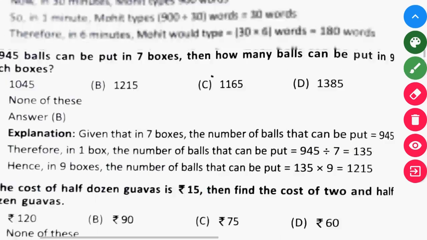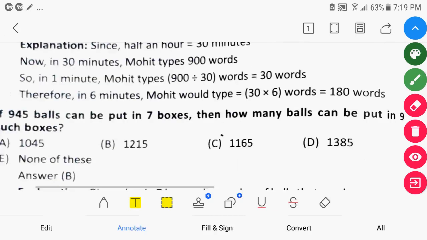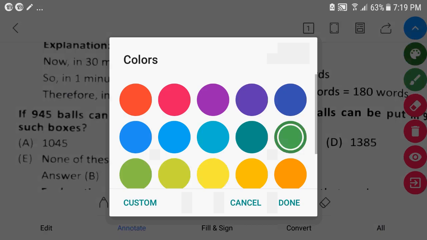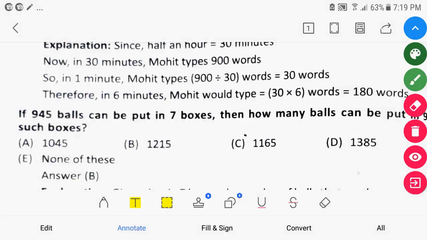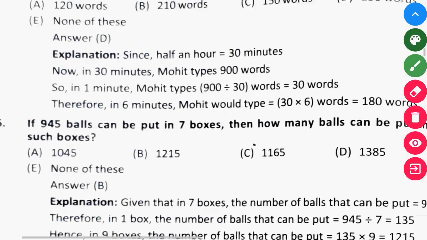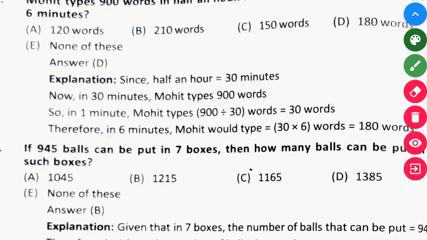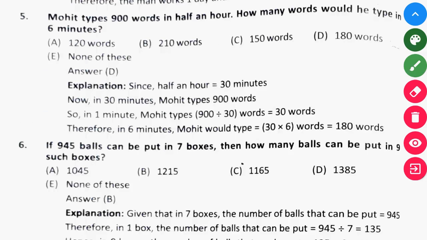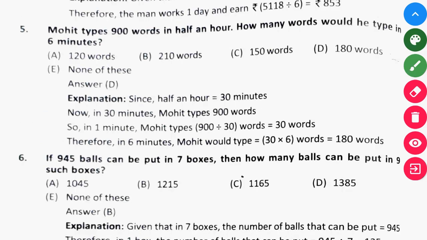Okay. The next example is, if 945 balls are put in 7 boxes, then how many balls can be put in one such box? Again you can solve this example by two methods. See, in 7 boxes, how many balls are there? So in 7 boxes, 945 balls are there, and in 9 boxes we have to calculate.